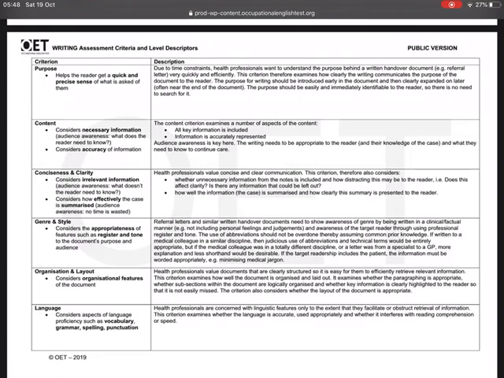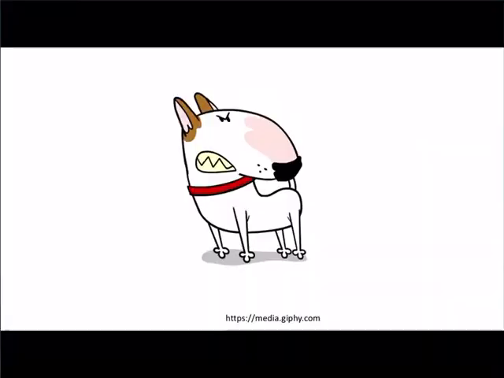Purpose. On the website it says the purpose means that it helps the reader to get a quick and precise sense of what is being asked of them. Let's try to discuss it in detail.